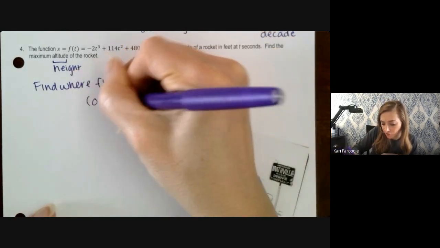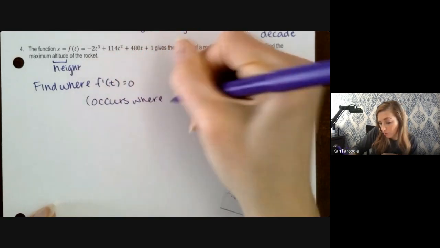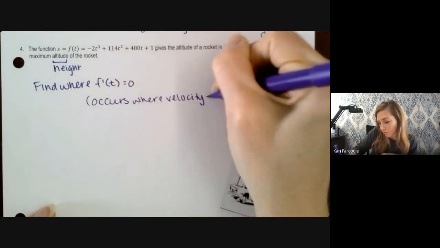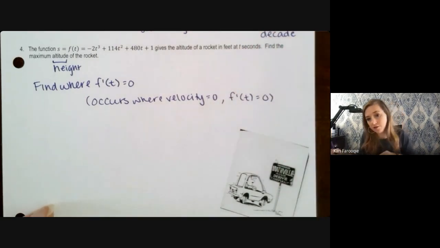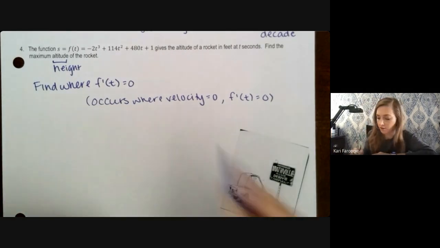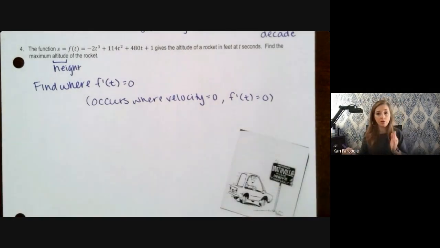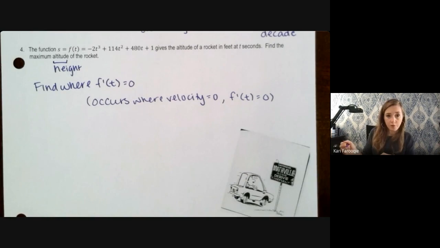This occurs where the velocity is 0. That means that f prime of t equals 0. Remember, the velocity is the derivative of the position. And if we have the velocity being 0, you have the rocket going up, up, up, and all of a sudden the velocity is 0. Then it goes back down again. So you think about this however you want. I guess I was thinking about it more in terms of tangent lines and slopes, since we've been talking about that a little bit more. But if it helps you to think about finding where the velocity is 0, then do that. So let's take f prime.